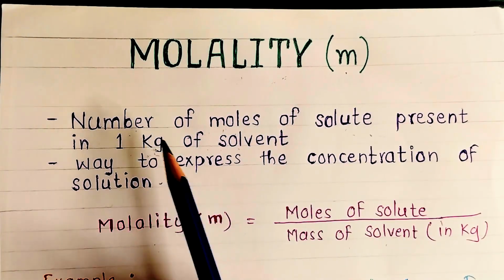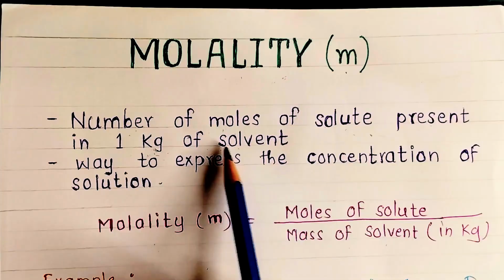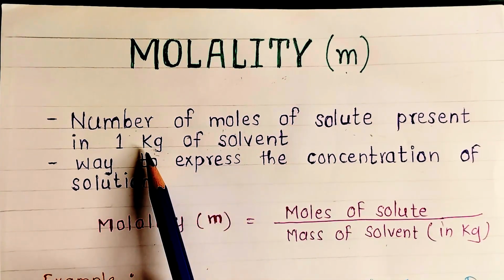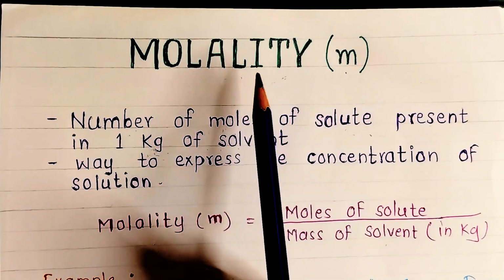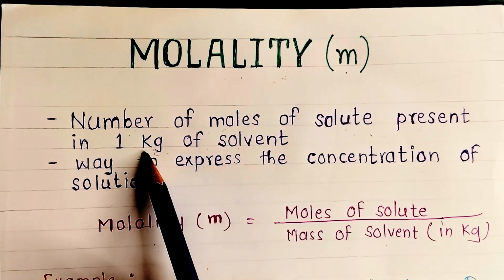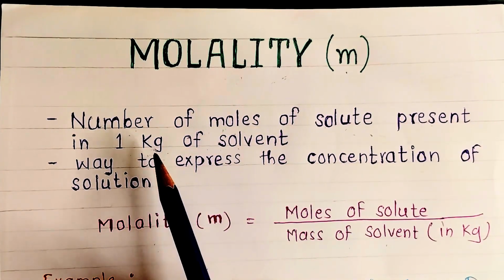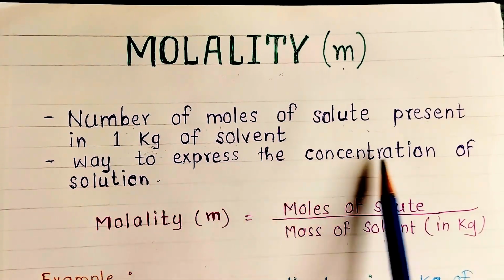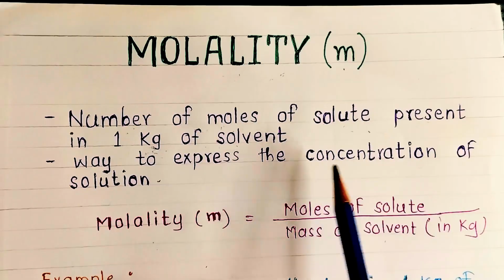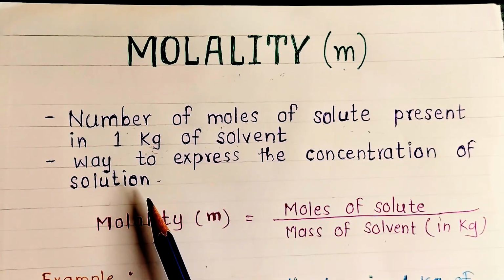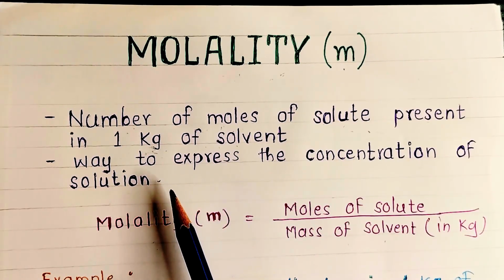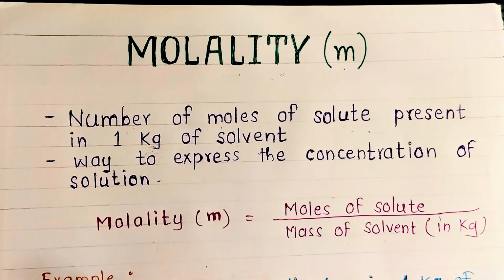What is the difference between molarity and molality? In molarity we use solvent volume in liters, but in molality we use solvent mass in kilograms. Molality is a way to express the concentration of a solution. As we know, there are different concentration units, that is molarity, normality. So molality is also a way to express the concentration of a solution.